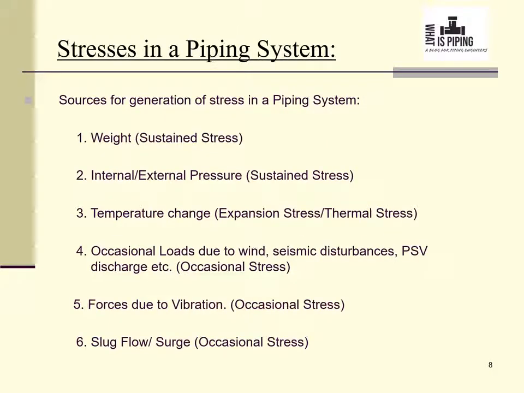Now, stresses in a piping system. From the beginning of this presentation, we are talking about stresses. Now, how are these stresses generated in a piping system? There are various sources from which the piping stresses are generated, like weights, internal or external pressure, temperature change, and various occasional loads like seismic disturbance, PSV discharge, wind, slug flow, surge flow, even forces due to vibration also cause stresses in a piping system.